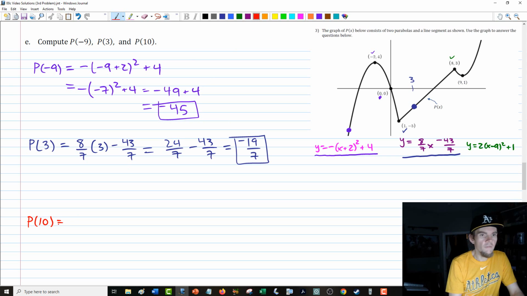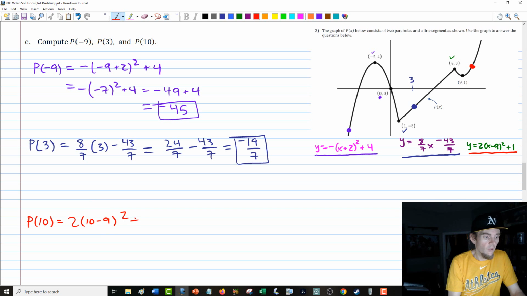Finally, we're going to look at p of 10, and you can probably predict where 10 is going to fall just based on the fact that we're kind of following this pattern. So 10 is going to be over here somewhere. That's going to be plugging into the positive parabola with a equal 2. So let's do it. Again, let's not beat around the bush.